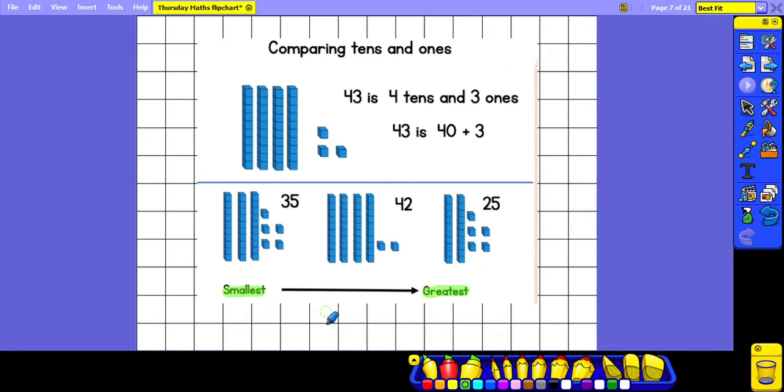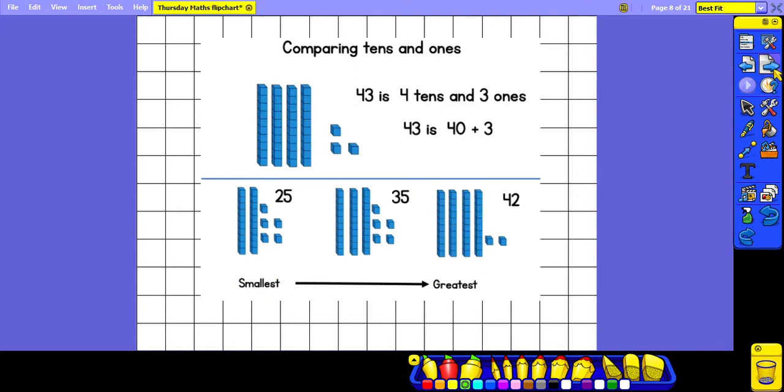Okay, and then as we're moving towards the greatest number, we need to find the next biggest number, which is 35, because it has got 3 tens. And the greatest number of them all is 42, because it has got 4 tens. Okay, so here they are in order, and you can see that they are getting greater each time.